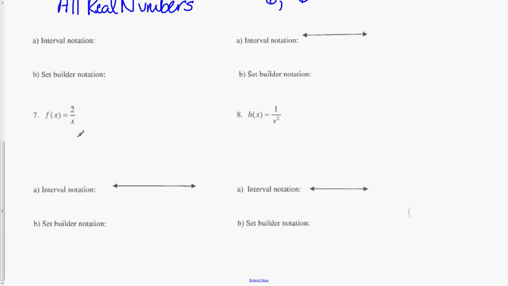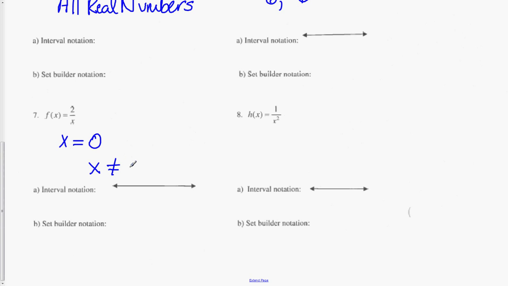Okay, now let's look at the 2 at the very bottom. If I'm looking at 2 over x, what is the only number that I can't have in the denominator of a fraction? The only number I can't have in the denominator of a fraction is 0. So on this one, there's nothing to work out. There's no expression to factor. X can't be factored. X is just x. So x equals 0. So I can't use 0.